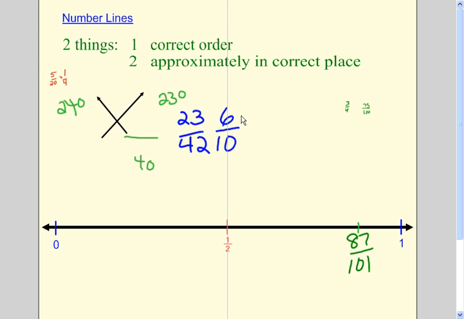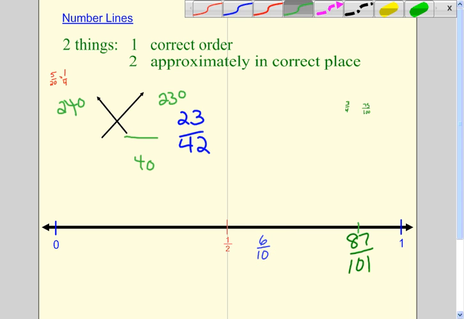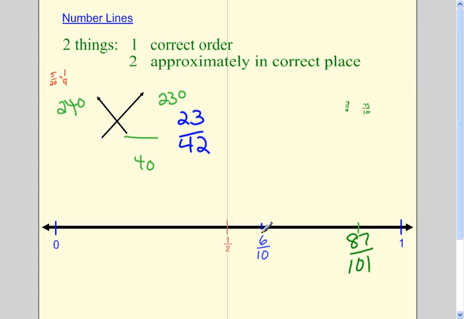So now I have to decide where these go. Well, 6/10 obviously is bigger than a half, because 5/10 would be a half. So I'm going to go a little bit bigger, and I know that 6/10 is going to go here. So then my next question becomes, well, what about 23/42? Is that less than a half or more than a half? Does it fit in here or does it fit over here? Well, there's two ways I could look at this.